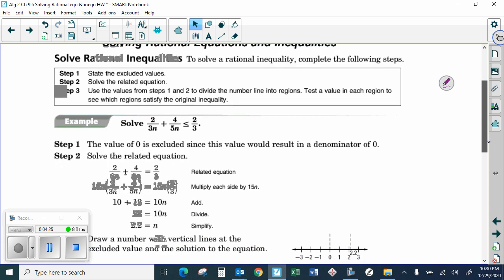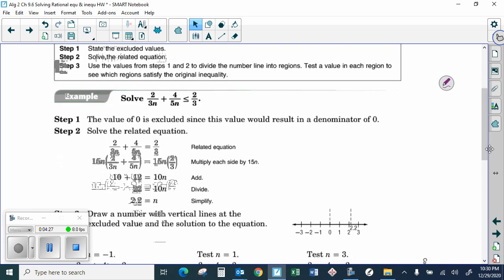Solving rational equation inequalities. State the excluded values. Excluded values means what can't be. That means what will make the denominator equal to 0. Well, in both these cases, it's n equaling 0. So the 0 cannot be an answer. Okay, it can't be in the domain. Solve the related equation. Okay, so then solve that.